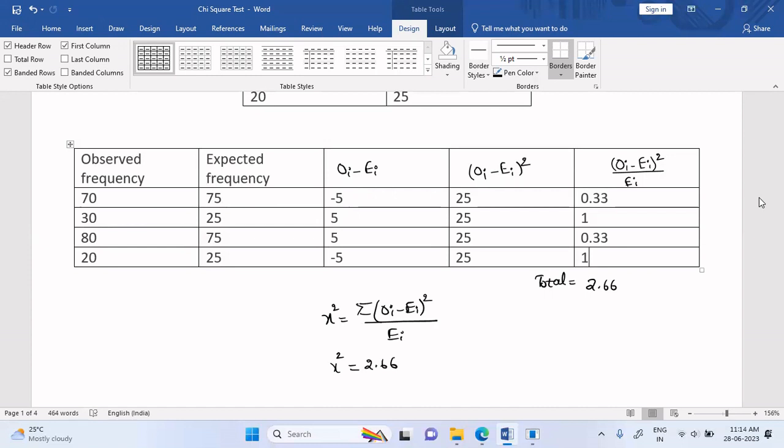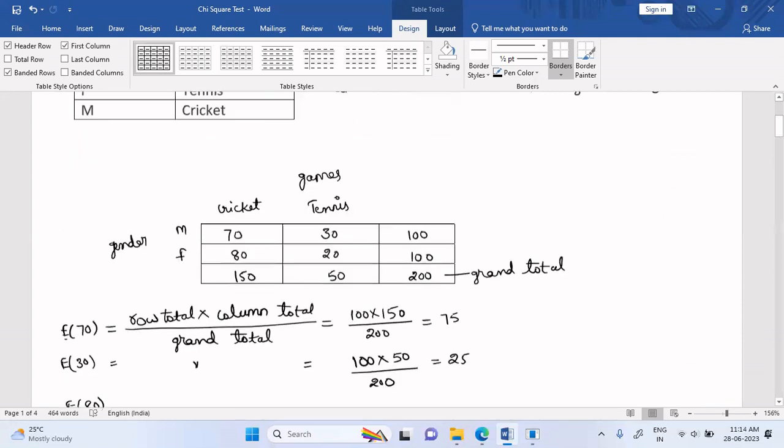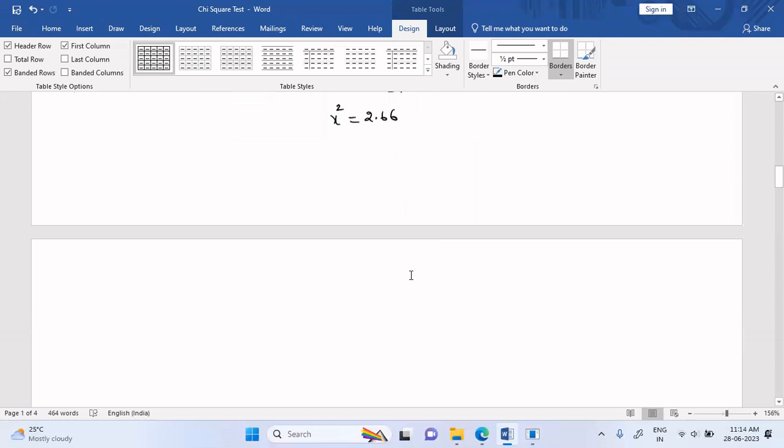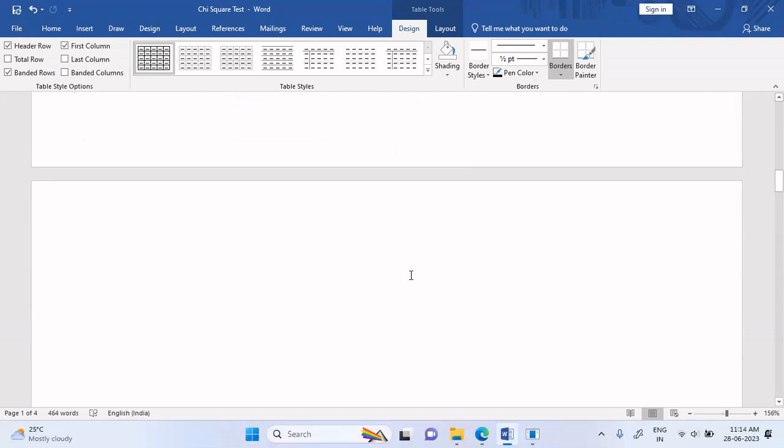Degree of freedom is calculated based on the number of rows and columns in the contingency table. For a 2 by 2 table, degree of freedom is 1. For larger tables, the degree of freedom is number of rows minus 1 into number of columns minus 1. So here our contingency table is a 2 by 2 table. So to calculate the degree of freedom, we use a formula: number of rows minus 1 into number of columns minus 1.